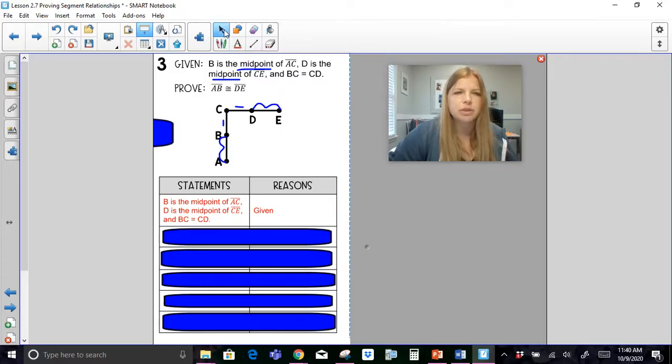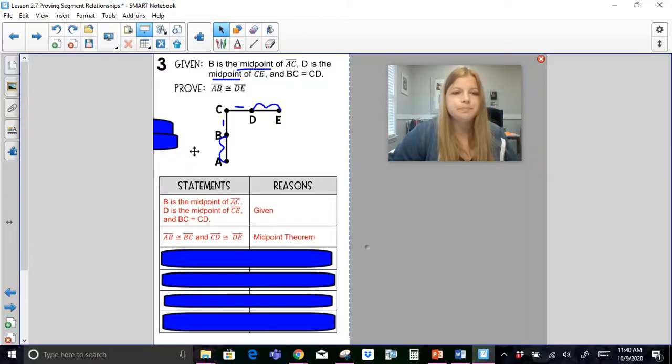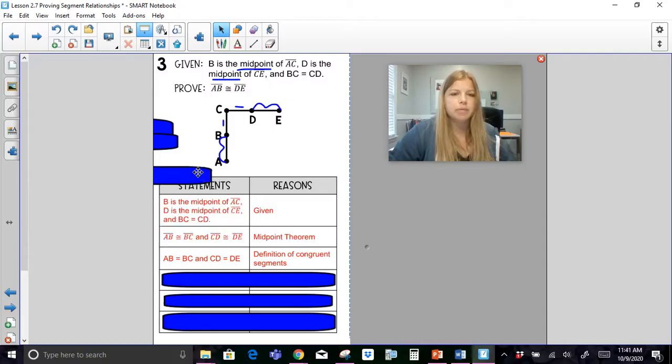Okay, so we're trying to match those up. So first of all, if I'm given a midpoint, if B is the midpoint of AC, and D is the midpoint of segment CE, well, I can make these two statements. Segment AB is congruent to segment BC, and segment CD is congruent to segment DE, and that's your midpoint theorem, or you could say definition of a midpoint. Then we know going forward that if I'm talking about segments being congruent to each other, then I can talk about their measures being equal. So AB is equal to BC, and CD is equal to DE.